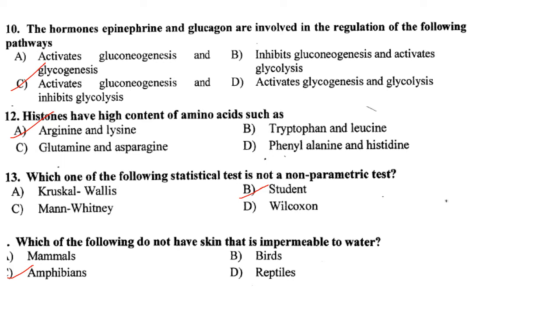Then histones have high content of amino acids such as, so they are rich in lysine and arginine. They are basic amino acids. Answer is option A. Which one of the following statistical tests is not a non-parametric test? It is the student t-test. Then which one of the following do not have skin that is impermeable to water? Answer is amphibians, option C.